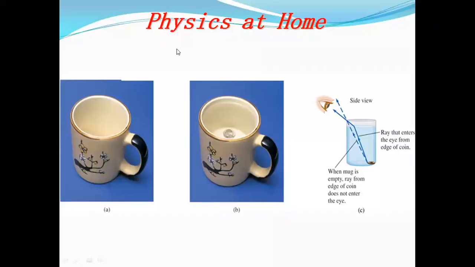Now I show you the physics at home. Look at the two pictures. In the first picture, the mug is empty, but inside the mug there is a coin like this, but we cannot see it here. But when we fill the mug with water, then we can see the coin. And why it is possible, I show you in the side of the pictures. So this is a practical example at home.